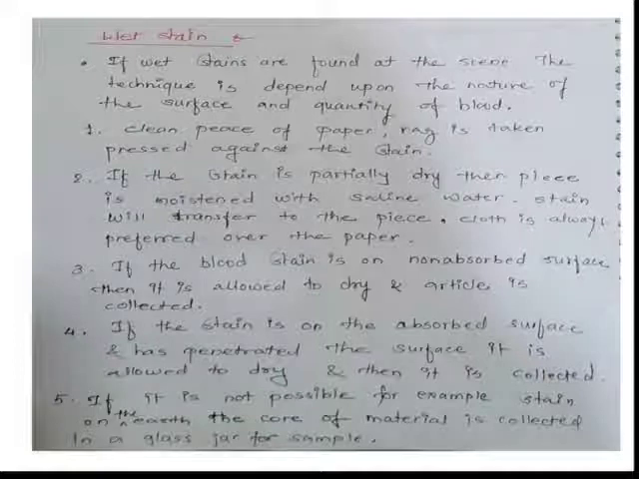When the blood is on an absorbing surface, it will get absorbed into the surface. So we have to dry this surface and then the dried blood is collected in grams. Then if the surface is not absorbing, we can easily collect the sample. And if it is not possible, for example, a stain on the earth, the core of material is collected in a glass jar for the sample.